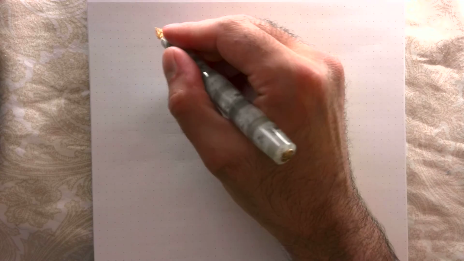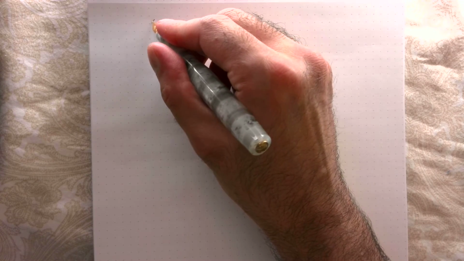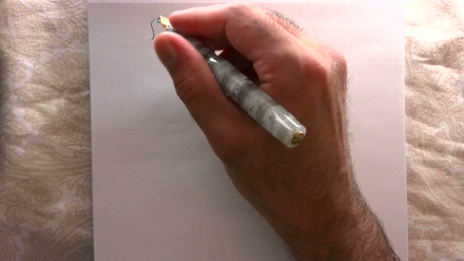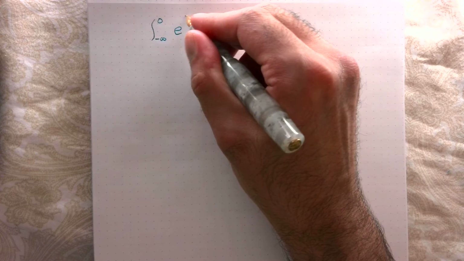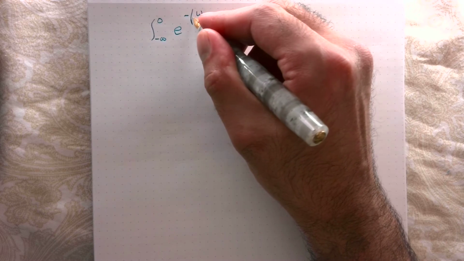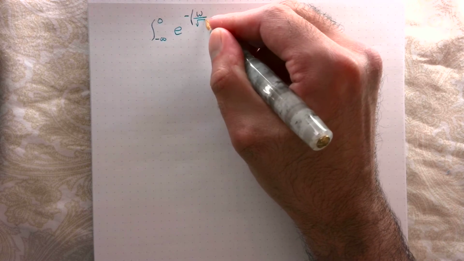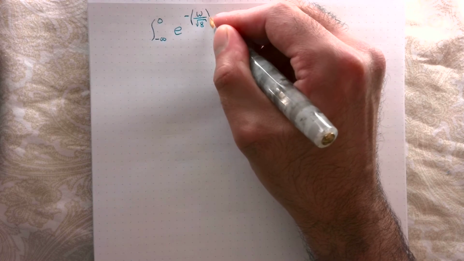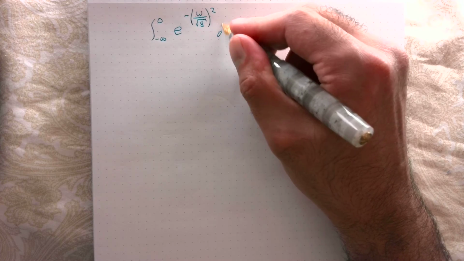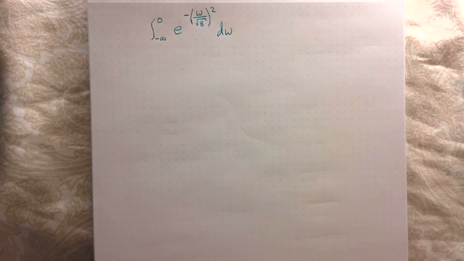Right, so the next problem on the review that we're going to do is going to be the integral from negative infinity to 0 of e to the minus, now in parentheses, w over the square root of 8, squared, dw.